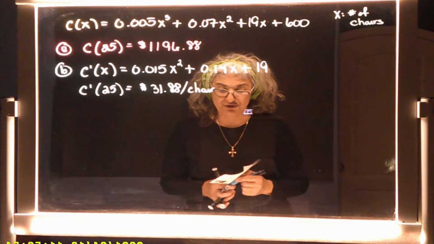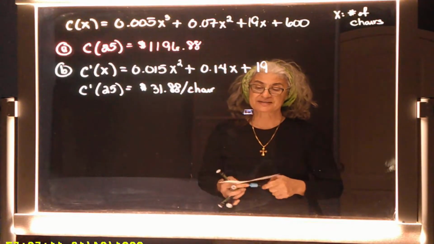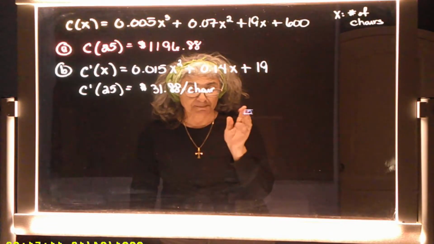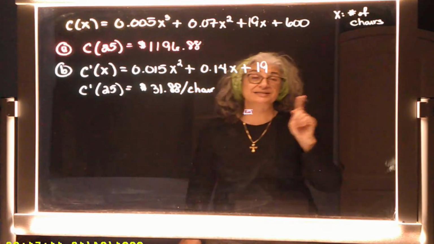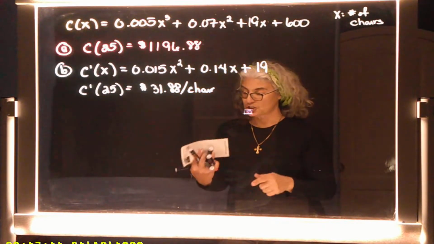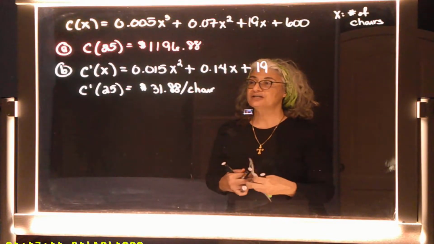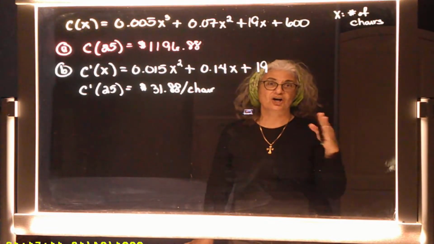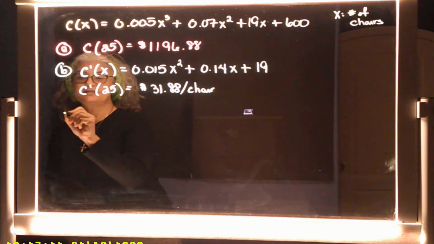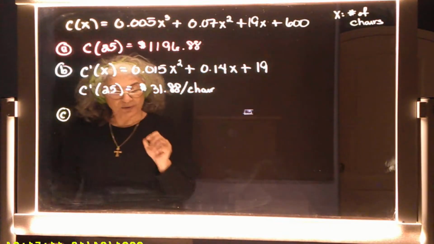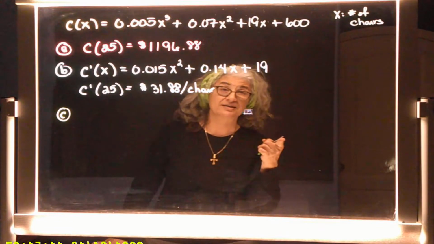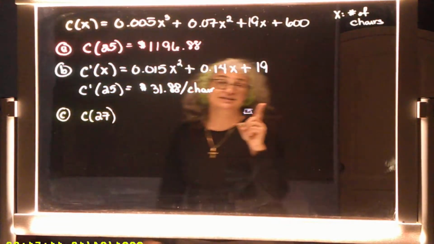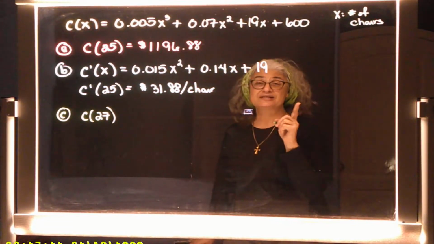Now, part C is interesting. Part C says use the result from part B to estimate the monthly cost of increasing production to 27 chairs per month. Okay, so now let's think about this. The marginal cost at 25 chairs is $31.88. That's basically the cost per chair. Part C says, well, what happened at 27 chairs? What would be your monthly cost at 27 chairs? This is what it's asking for. It didn't ask for the marginal cost. It's asking for the cost at 27 chairs.